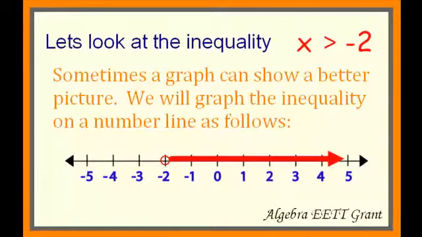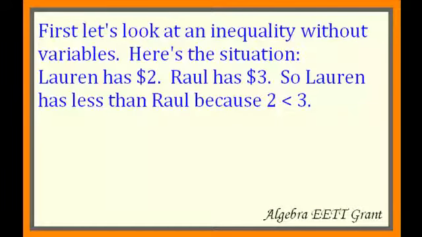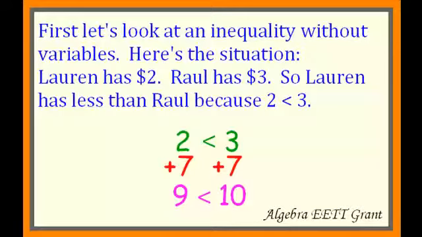Now let's look at an example that uses inequalities and let's solve it. First, let's look at an inequality without variables. Here's the situation. Lauren has $2. Raul has $3. So Lauren has less than Raul because 2 is less than 3. Now, that is true, and there's a lot of operations that we can do with inequalities that confuse people sometimes. So let's just go over the four options. The first thing we can do is add numbers to both sides. And you'll notice if you add 7, for instance, the answer is still true. Just like 2 is less than 3, well, 9 is less than 10.